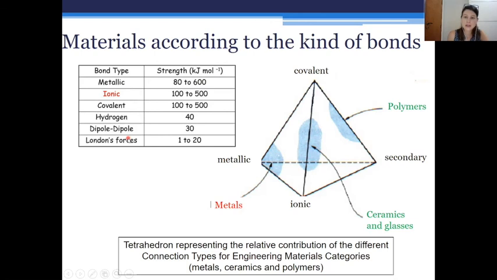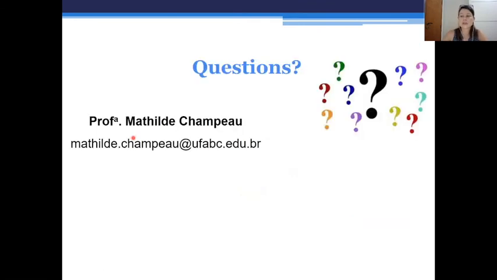I hope that you have understood the different aspects that are very important to understand the atomic structure, but also the interatomic bonds and the relationship between the bonding energy and some of the properties observed in these materials.